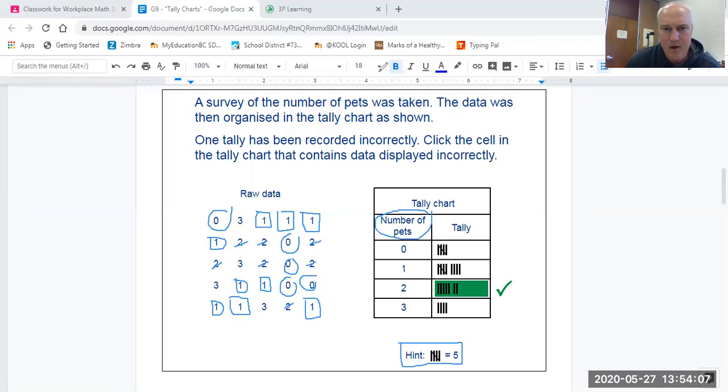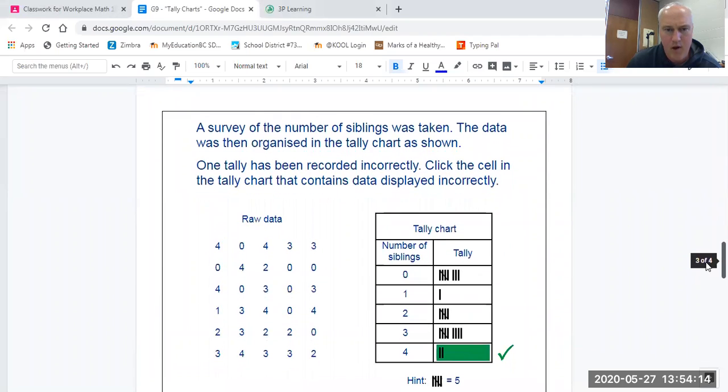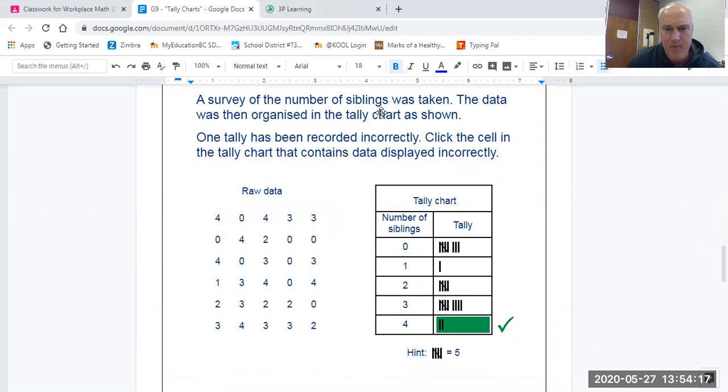So I'm just going to stop share here and then come back to this just to clear off the screen. So let's take a look at another one here. This one says a survey of the number of siblings was taken. The data was then organized in the tally chart as shown. One tally has been recorded incorrectly. Click the cell in the tally chart that contains data displayed incorrectly. So once again here we have 1, 2, 3, 4, 5 by 1, 2, 3, 4, 5, 6. So we have 30, since 6 times 5 is 30 different numbers. And basically they are saying that people had from 0 to 4 siblings for their answer.